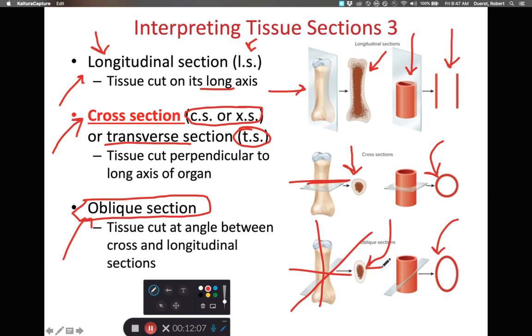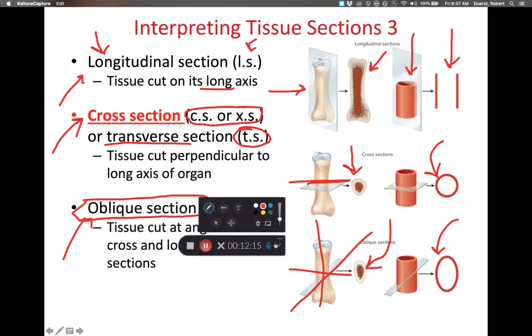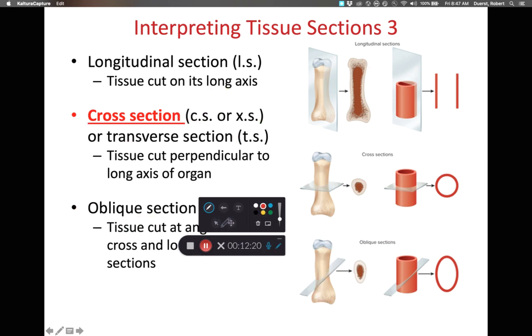And really on a lot of microscope slides, if it's through an entire organ, you're going to have longitudinal sections, cross sections, and oblique sections all on the same microscope slide. So it's important to have that good frame of reference to know what you're looking at and how to interpret that 2-dimensional image.